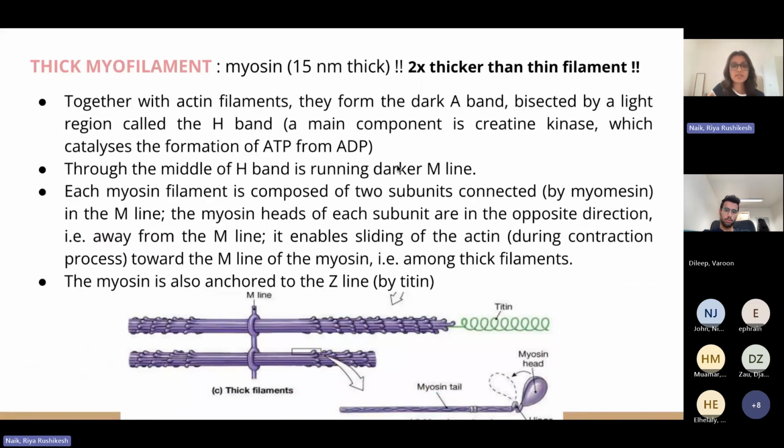The thick myofilament is called the myosin, and it is really very thick. It is twice as thick as the thin filament, and it is joined at the structure called the M line. The important thing to note here is that their heads are pointed away from the M line, because if the heads are pointed away from the M line, it makes contraction really easy. If they just move this way, the contraction is made much easier.